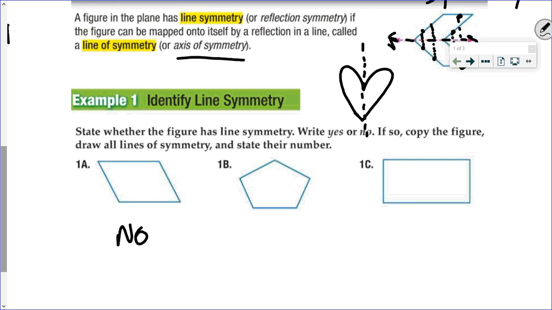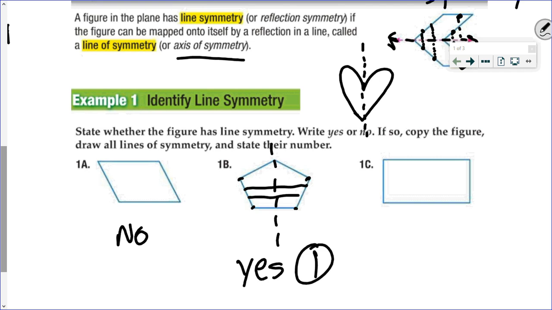All right, 1B, this pentagon, this looks like a regular pentagon. And certainly if we drew a line here, if we thought about having the shape in our hands and folding it, this point would map over here. This point here, all of them in between, mapping straight across. Okay, so this one does have line symmetry, and it has one line of symmetry.